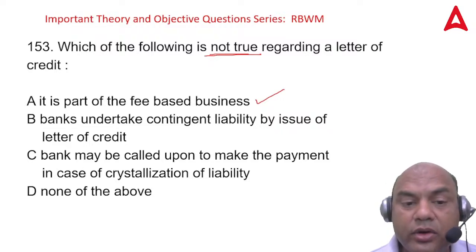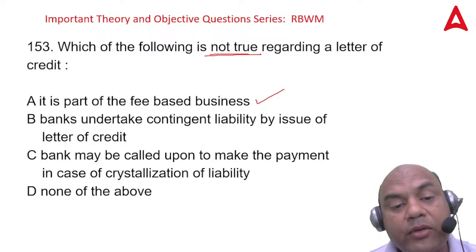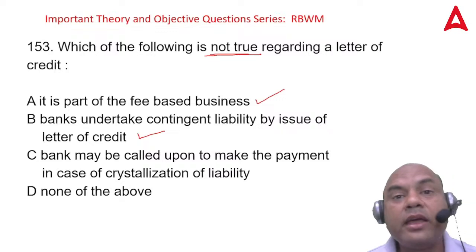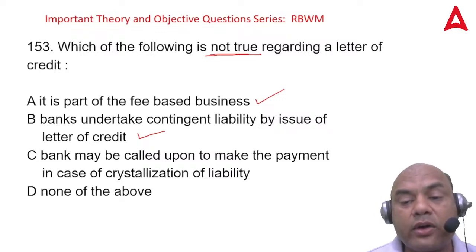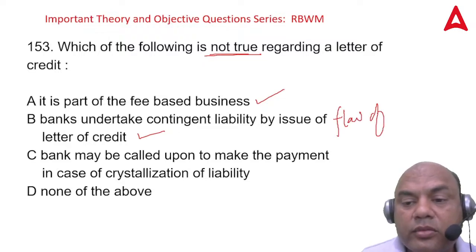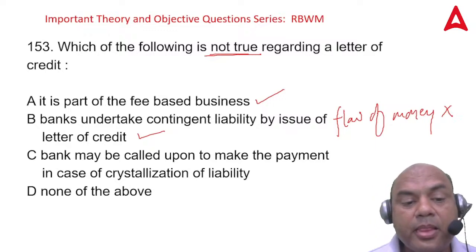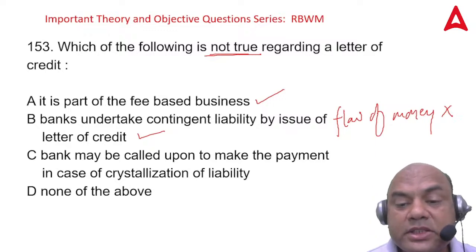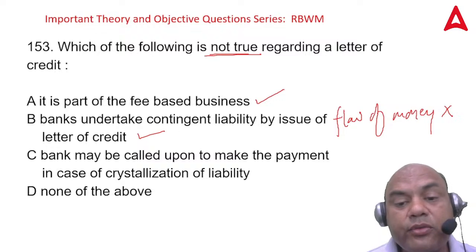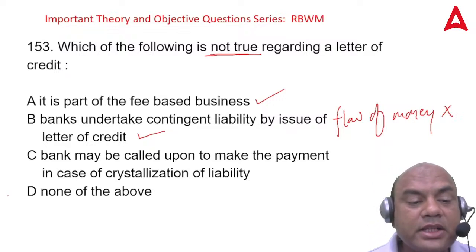Contingent liability. Contingent means right now I don't have to give the money, but in future I may have to. That is known as contingent, where the actual flow of money is not there right now, but in future it might be. Bank may be called upon to make the payment. So this is what I call a future. Means in future bank may be told to pay that party. So the answer is none of the above.